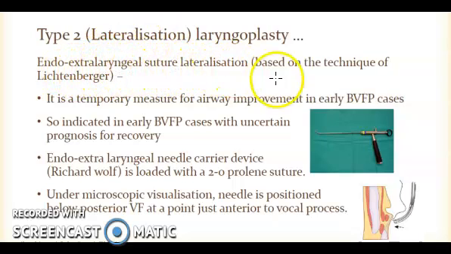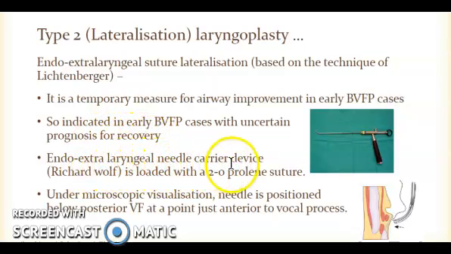Extralaryngeal suture lateralization based on the technique of Lichtenberg. It is a temporary measure for airway improvement in early bilateral vocal cord paralysis. So, indicated in early bilateral vocal cord paralysis cases with uncertain prognosis for recovery.